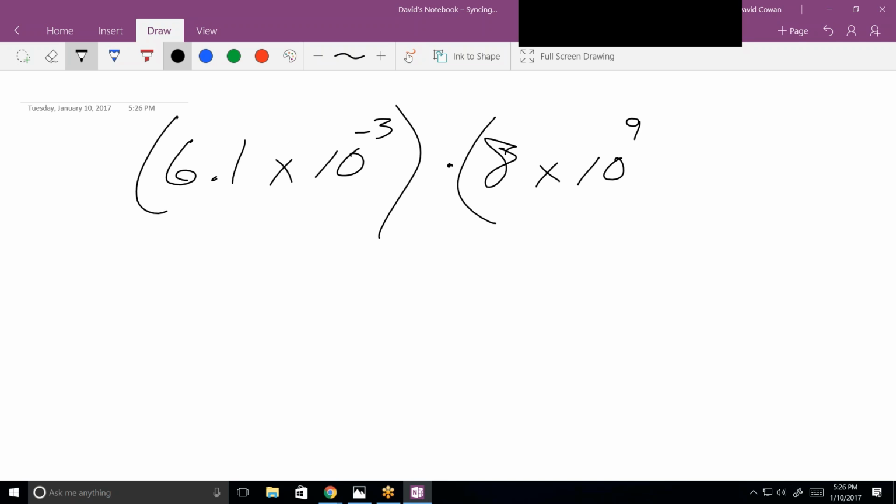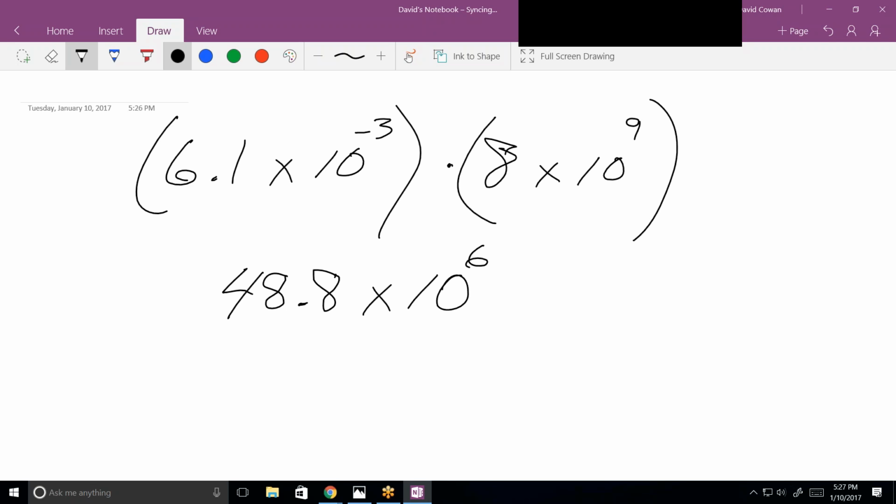Okay, so what's the immediate answer? Or what's the next line? Let me put it that way. Always do these one step at a time. 6.1 times 8. Multiply 8 times 6 to get 48. See that? Times what? Times 10 to the 6th power.